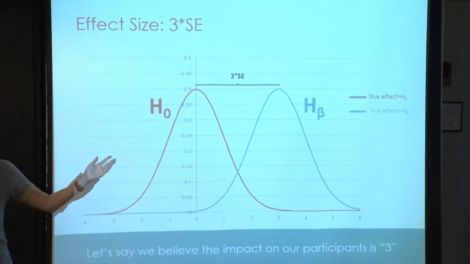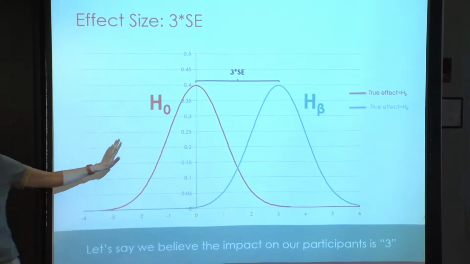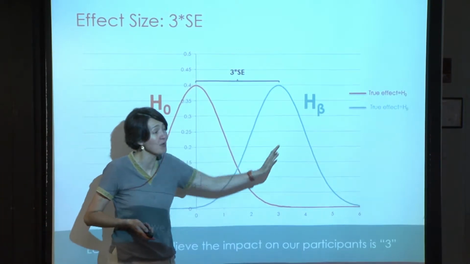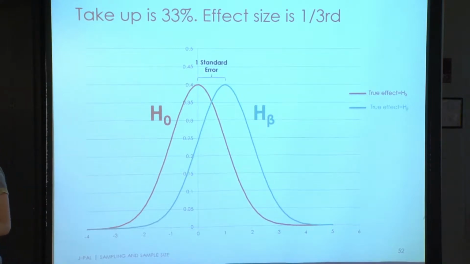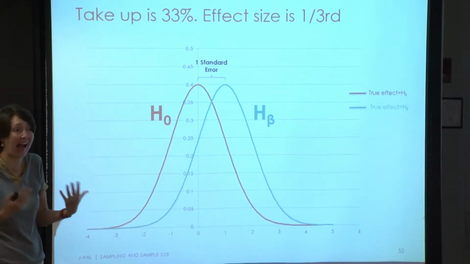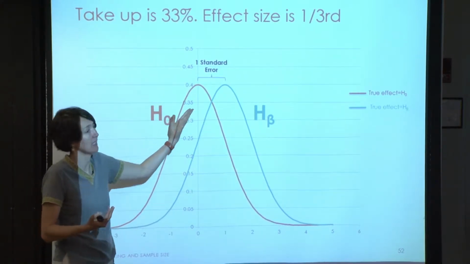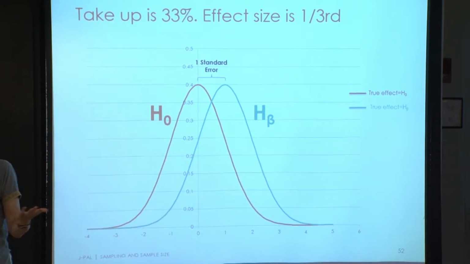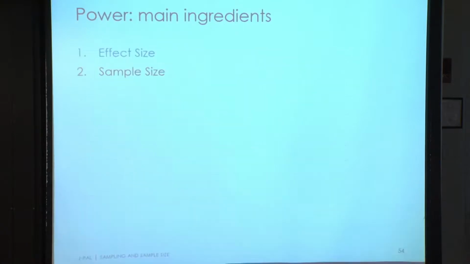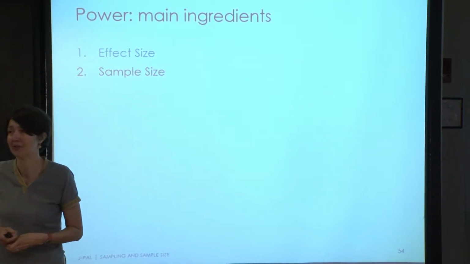So just graphically, if this is the effect size, if everyone takes it up, but then only 1/3 of people take it up, then the average effect for the average person is just going to be 1 standard error, and we're back to our overlapping curves and low power. So sample size is the next thing that's going to affect our power.